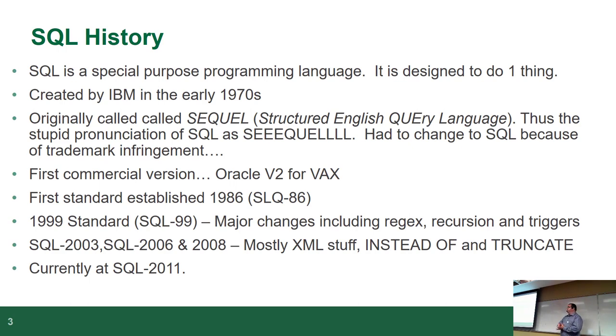the history lesson. Because there always has to be history. It's important to know where things have been to understand why they are the way they are now. SQL is a special purpose programming language. It's designed to do one thing. By contrast, you have been learning general purpose languages, such as Java. You can write pretty much anything in Java, within reason.